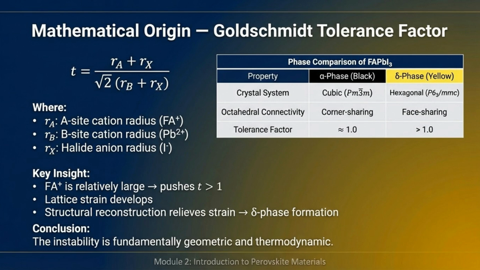This highlights an important principle. In crystalline solids, structural stability is governed first by lattice energetics, not by electronic performance. This geometric constraint is why compositional engineering, such as mixing FA with cesium or methylammonium, can stabilize the cubic phase by adjusting the effective tolerance factor.